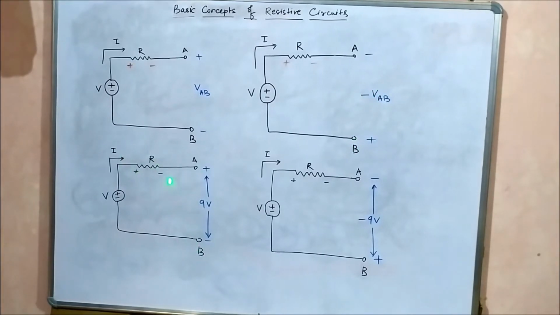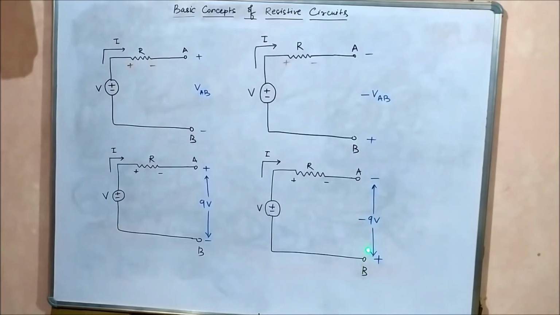For example, let us say in the same circuit we got the voltage between terminals A and B, from A to B. A has positive, B has negative. Let the voltage from A to B be 9 volt. If we measure it from B to A, the voltage between terminals B to A, it means that it will be minus 9 volt.